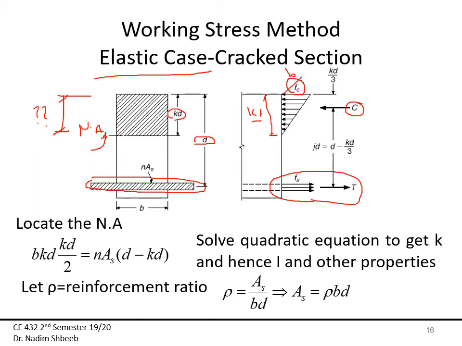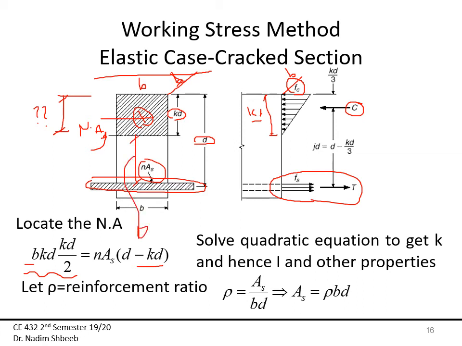Now, going back to the location of neutral axis, again, I'm just going to take the moment about the neutral axis. So for the top part, okay, let's call that part 1, which is this right here. Again, B is in that direction. It's going to be B times the distance. No, I'm sorry. This is my B right here. So this is going to be B times KD times KD over 2, because the location of the centroid of this is going to be KD over 2. And then the moment from the area of steel is going to be N times area of steel times D minus KD, which is this distance right here. So D minus KD is this.